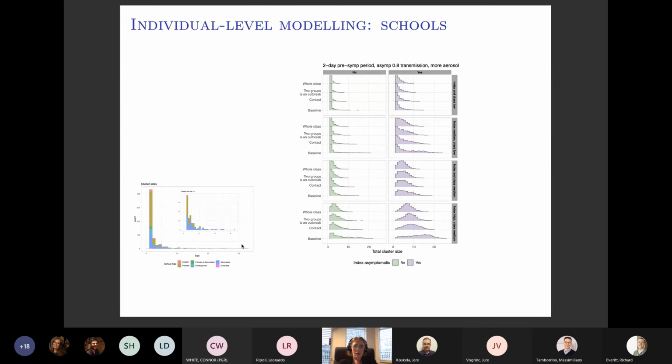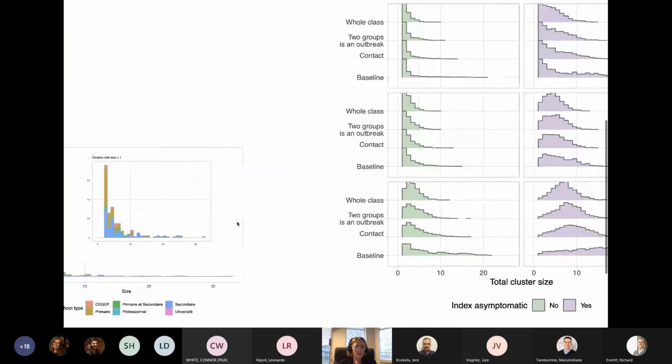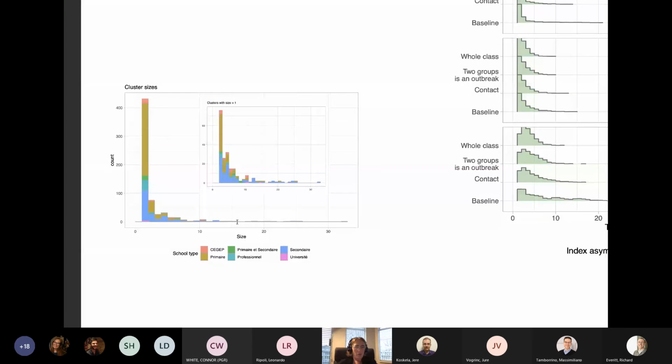Okay, we also looked at some school modeling. We took one class at a time, and I'll just zoom in a little bit. These are crowdsourced data from Quebec on cluster sizes in schools, by type of school. Cégep is like an A-level kind of college, and most of the schools are primary or secondary. This is the real thing, and this is the one with only clusters bigger than 1. It shows there are a lot of exposures that don't lead to any onward transmission, and then there are some that do lead to onward transmission, with bigger cluster sizes.